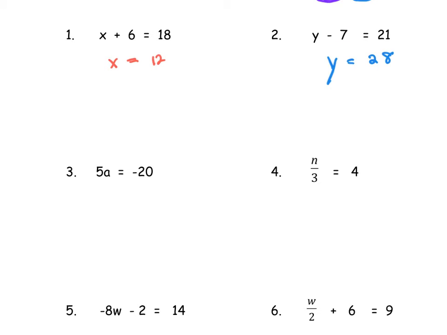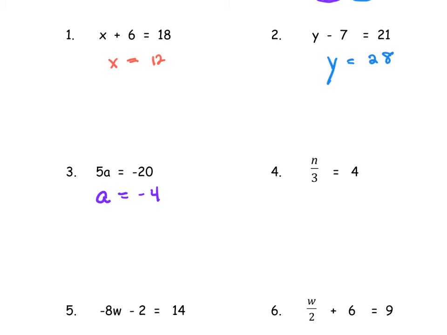Equation number 3 says 5a equals negative 20. What solving step should you take to solve this equation? We should divide by 5 on both sides. What is the solution? The solution is a equals negative 4.